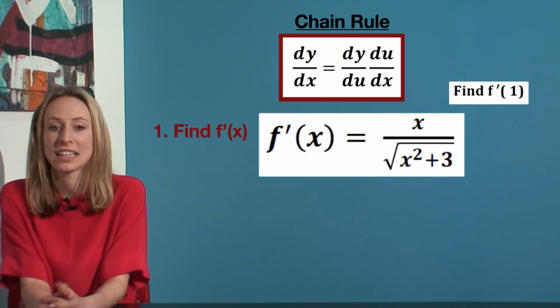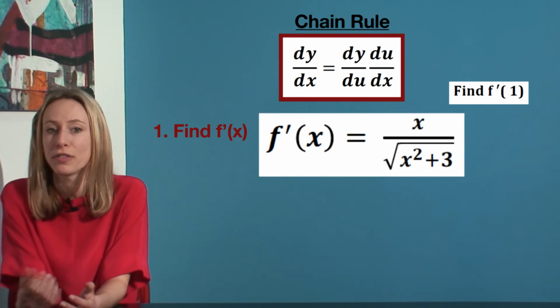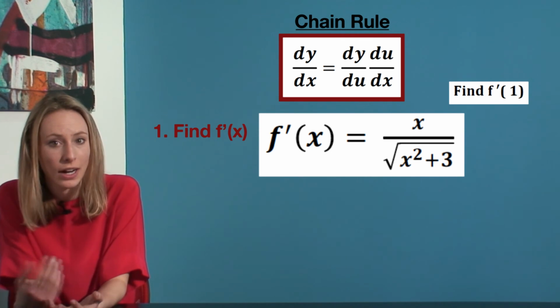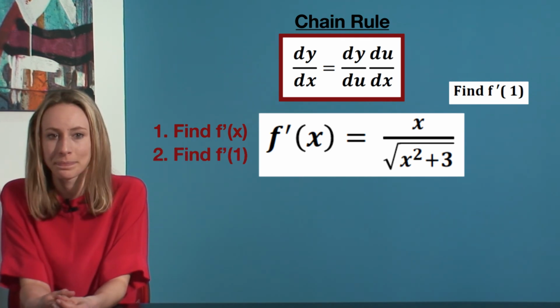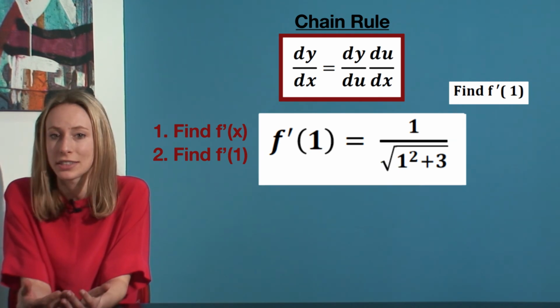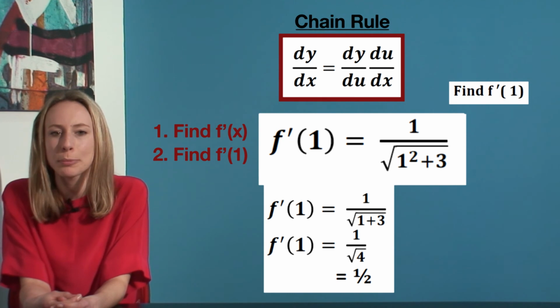This is not your final answer. Students always make the mistake of finding the derivative and moving on. The question asked us for f'(1). So far, we only have f'(x). Now that we have f'(x), we just substitute x equals 1 into this function to find f'(1). As you can see, the maths here is pretty straightforward, giving us a final answer of f'(1) equals a half.